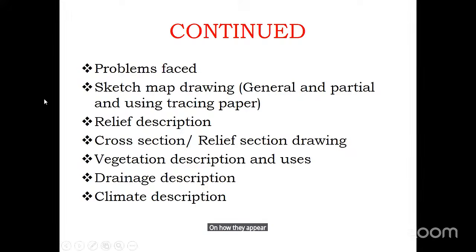And I'm very sure that this is a Senior 2 question or item when we are drawing a cross section, which we call a sketch section. Senior 2.